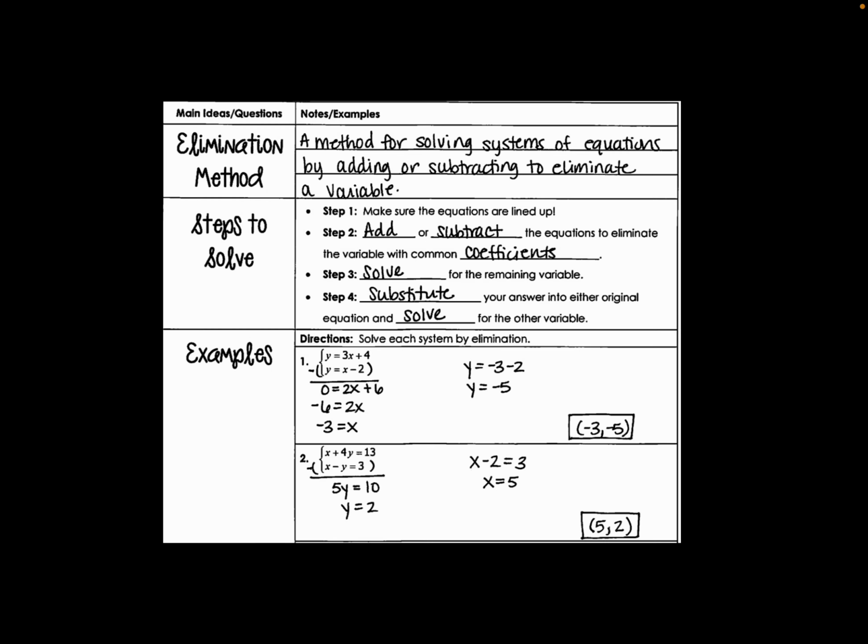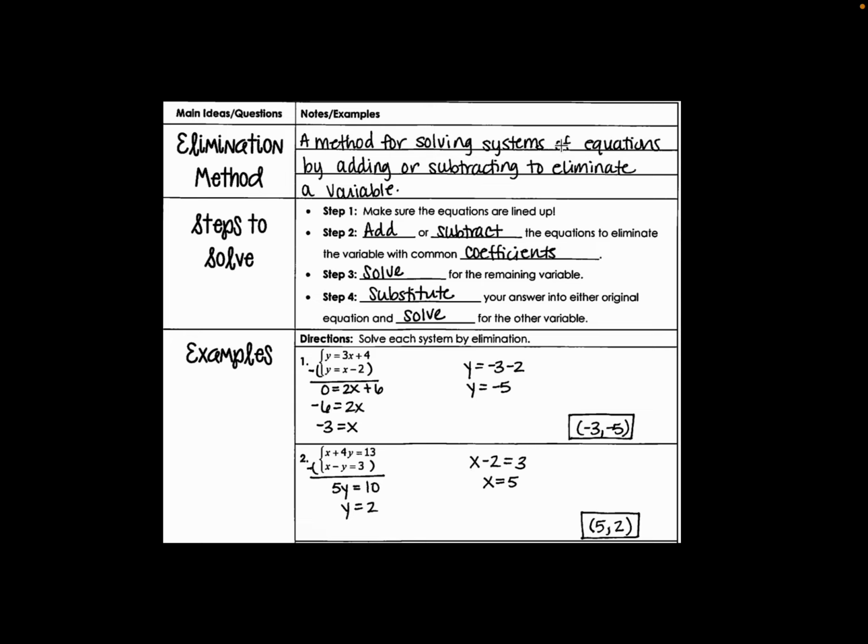All right, so elimination. The third method, the last method, is elimination. Elimination is another way of solving systems of equations by adding or subtracting to eliminate a variable. What does eliminate mean? Think about it. We're trying to get rid of something. So here are our steps to do elimination.